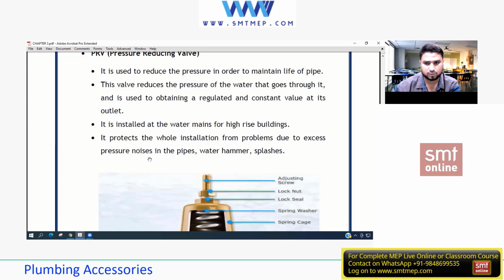Have you heard of this? Anyone? This pressure will cause noises in the pipes, then water hammer, then splashes. What is this water hammering? What is splash and all this? We'll be seeing it now.